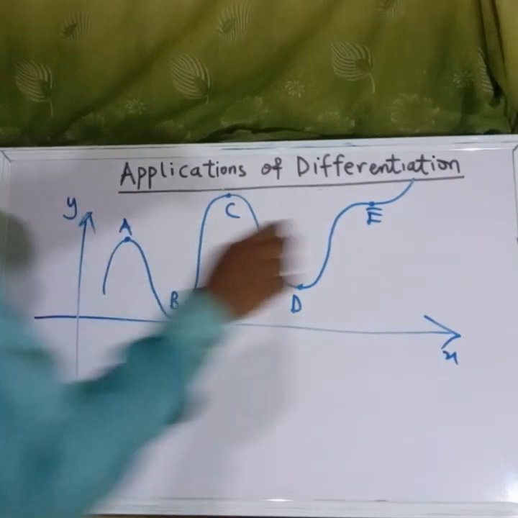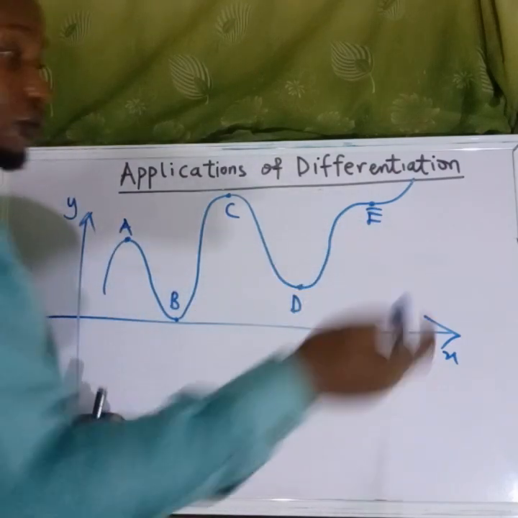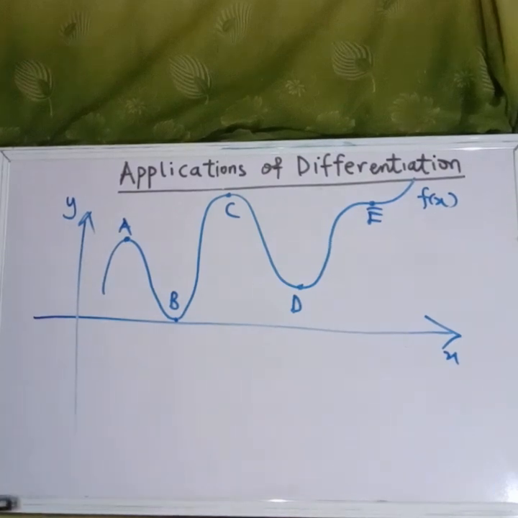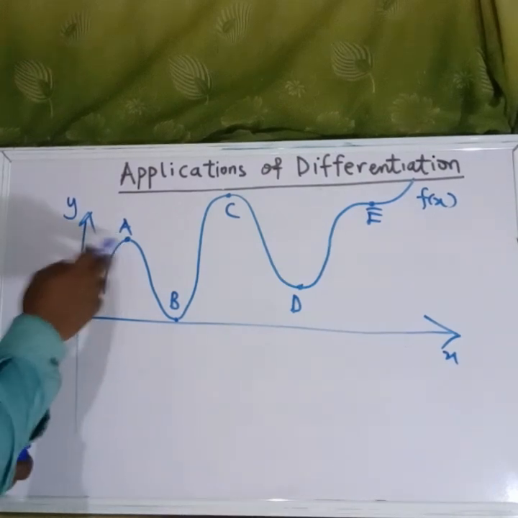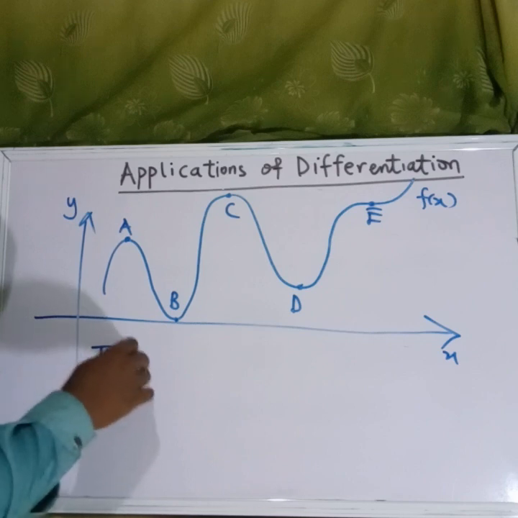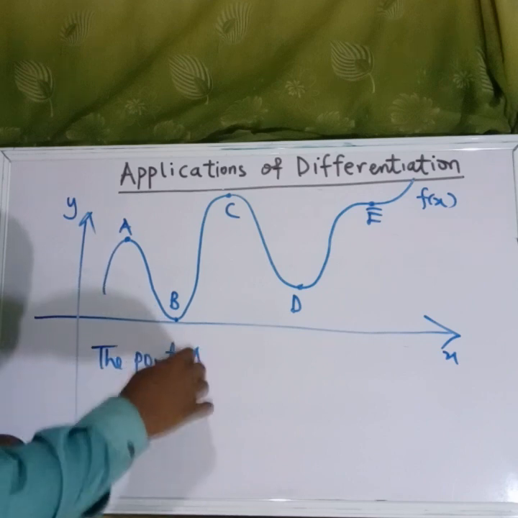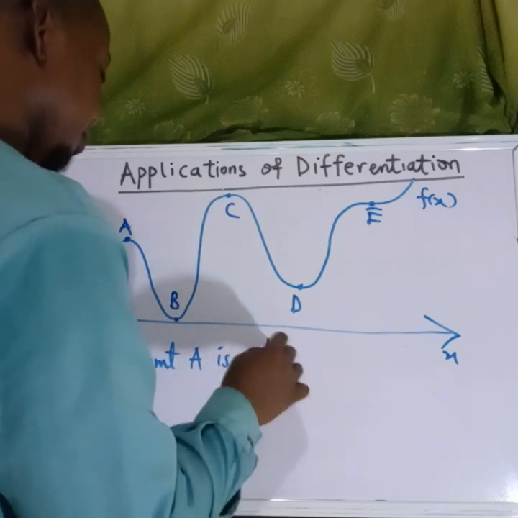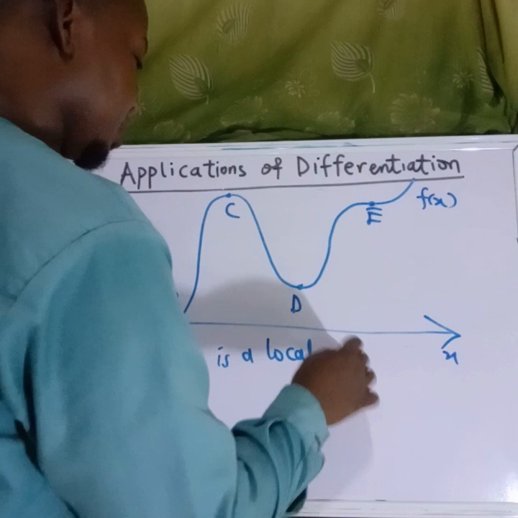In the summary we have here, this curve is an arbitrary curve. Let's call it f of x. So the point E here is a local maximum.